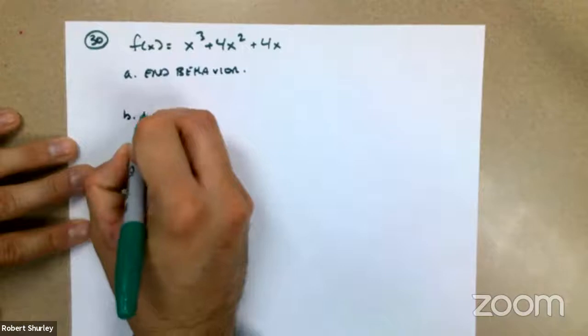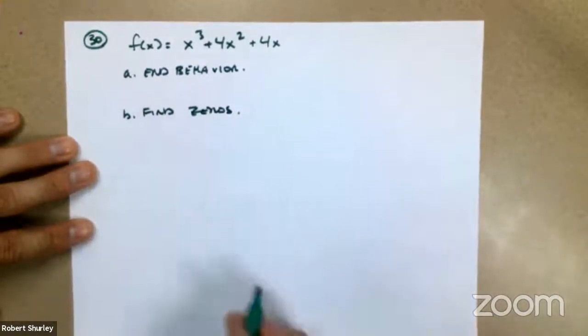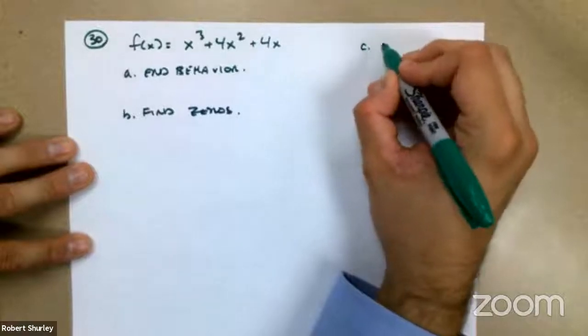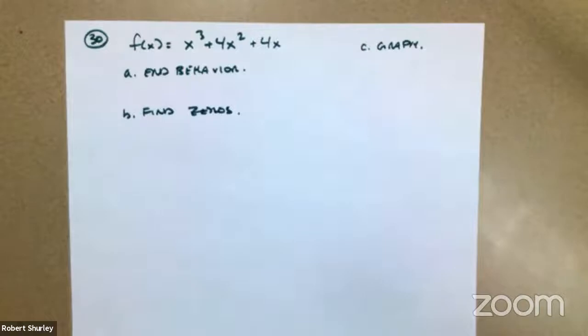And then I want you to find the zeros. And without using your calculator, I want you to graph it. I'm going to do C over here. Okay, so try those three. I'm going to give you a little bit of time. Try this one. Answer those three questions, I should say.